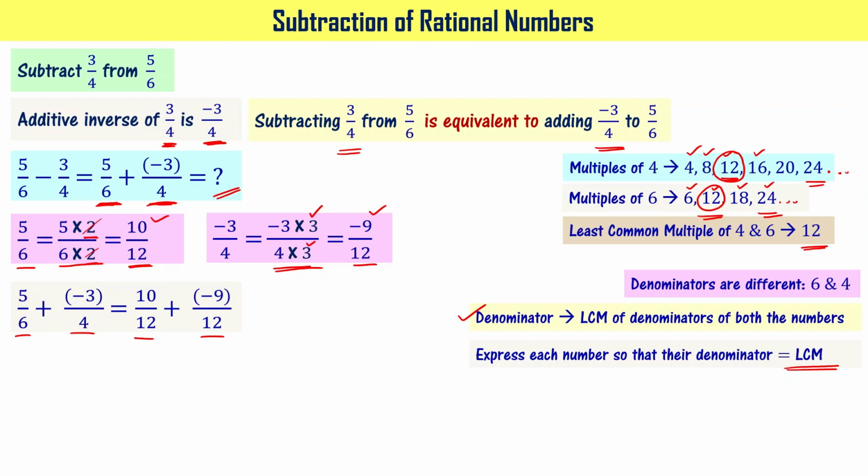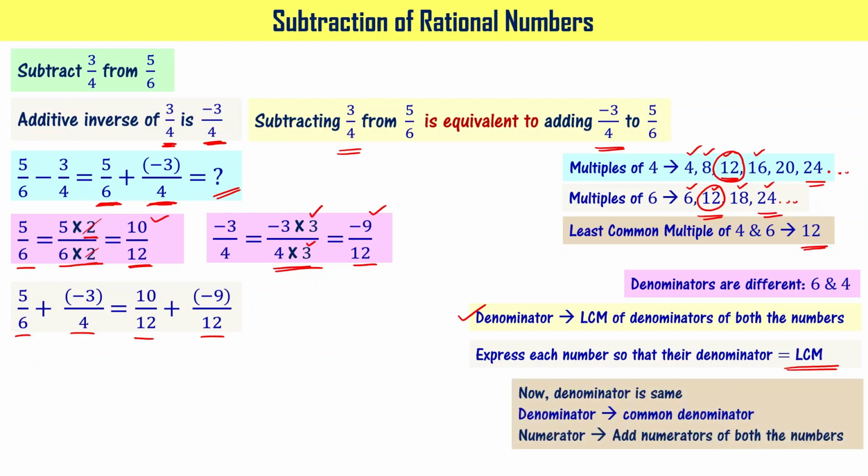Since now both the denominators are the same, that is 12, the denominator of the resultant number is going to be the common denominator, that is 12, and the numerator of the resultant number is going to be obtained by adding the numerators of both the numbers. So let's add the numerators of both the numbers. 10 plus minus 9, and the denominator is going to be 12.